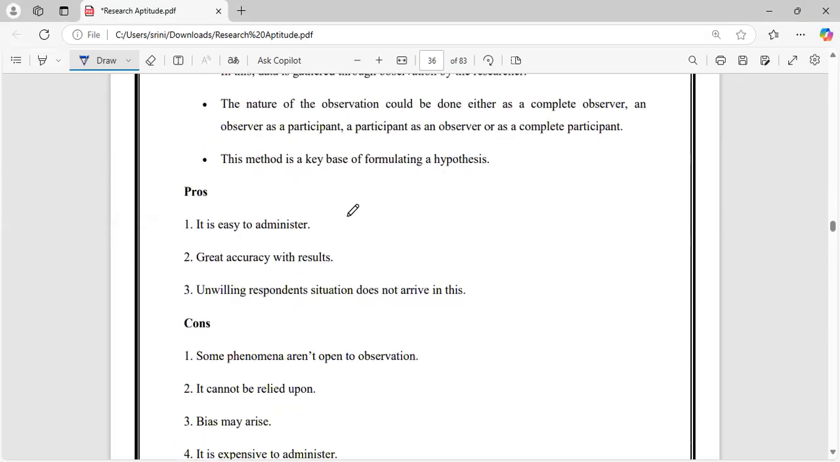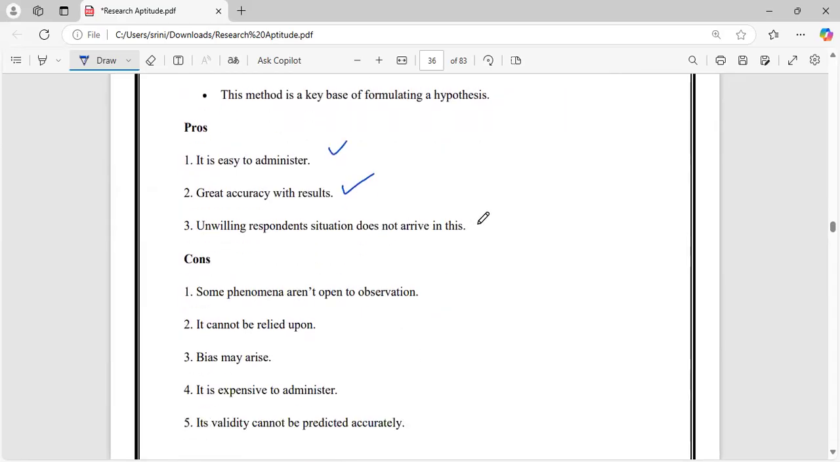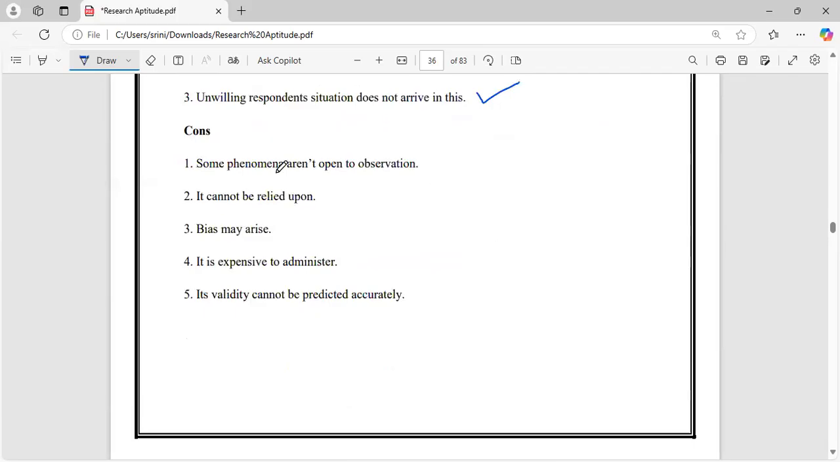Advantages include it is easy to administer, great accuracy with results, and the unwilling respondents situation does not arise in this. Disadvantages include some phenomena are not open to observation, it cannot be relied upon, bias can be raised, it is inexpensive to administer, and its validity cannot be predicted accurately.